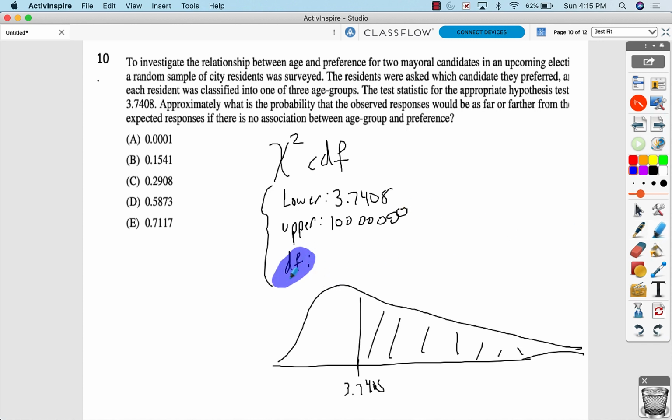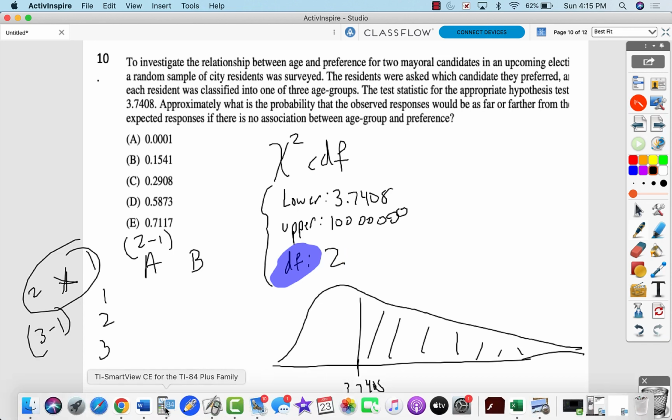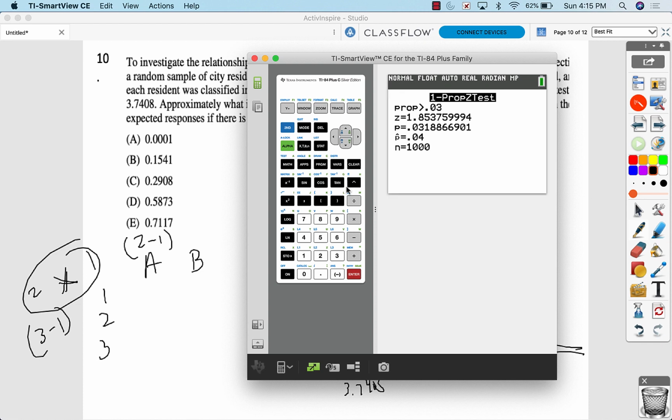This is where people are struggling. Know your DF. There's 2 candidates and there's 3 age groups, so you take 3 minus 1 times 2 minus 1. So it's 2 times 1, and your DF is 2. To get the chi-square CDF, it's second vars. It's like normal CDF and t-CDF, chi-square CDF. Pick a big number, and the DF was 2.